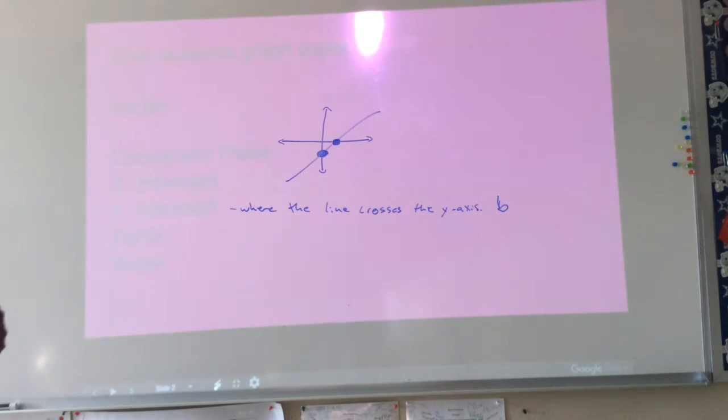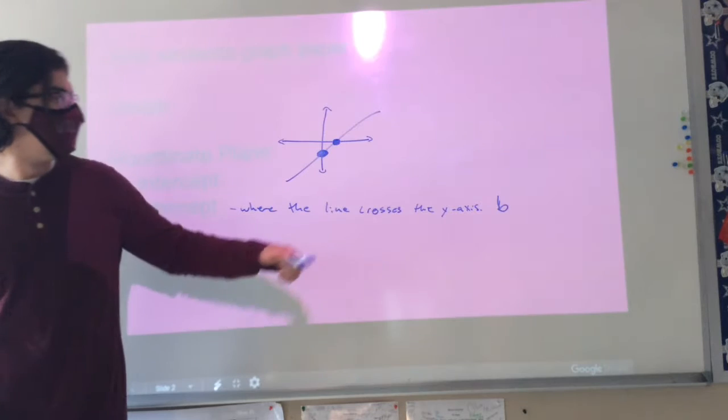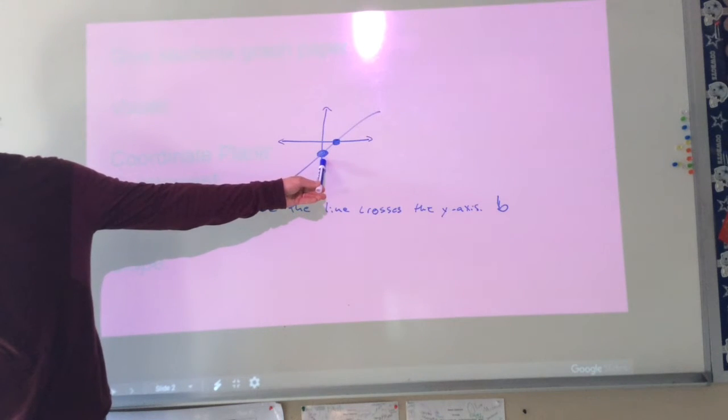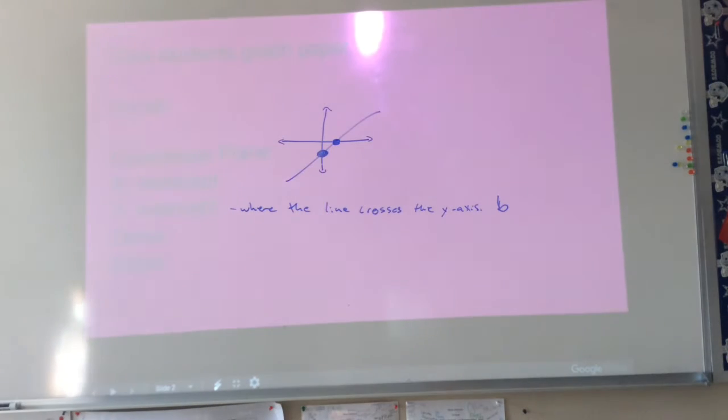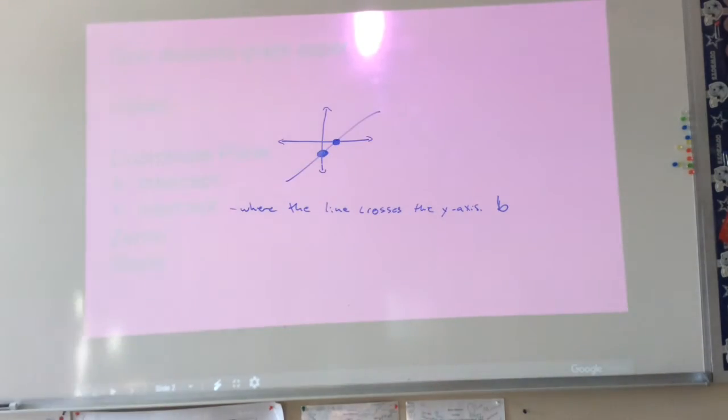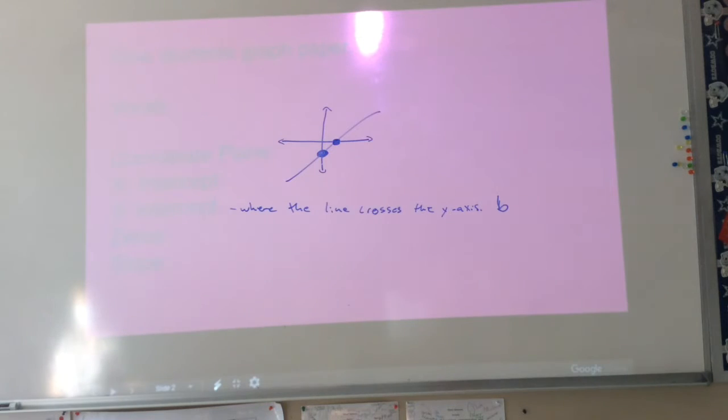But I do want to ask you this, though. Kind of brainstorming here. What does the x value always have to be on the y-axis? 0, right? When we have a y-axis, the x value is always 0. What do you think that the y value has to be on every x-axis? 0. So now you have been able to identify 2 points on every line.